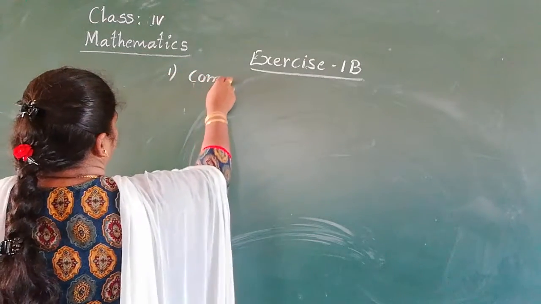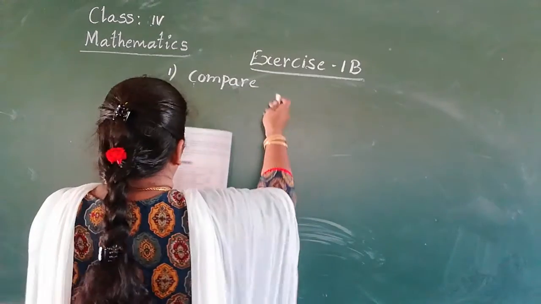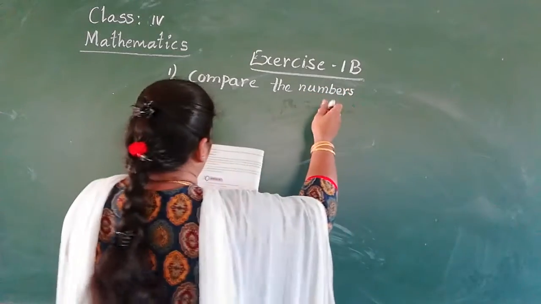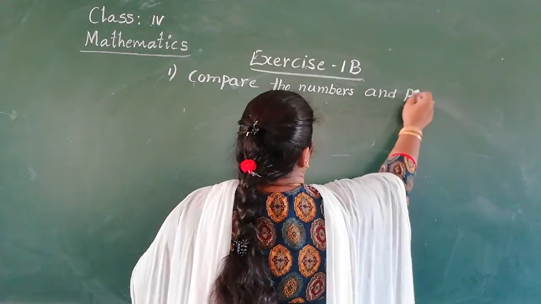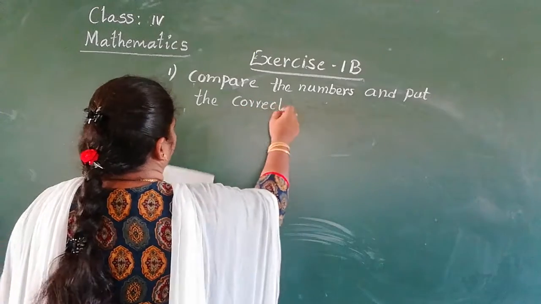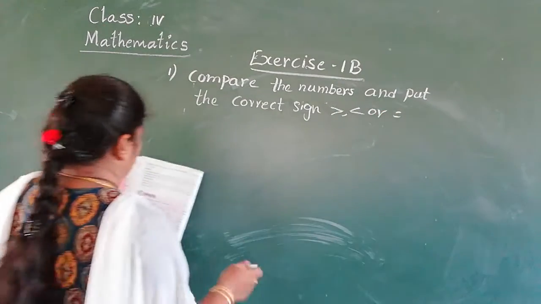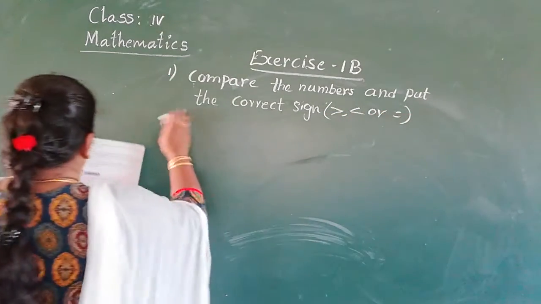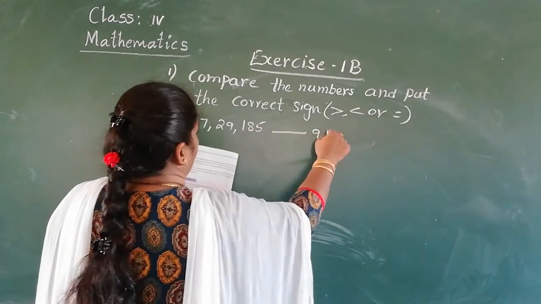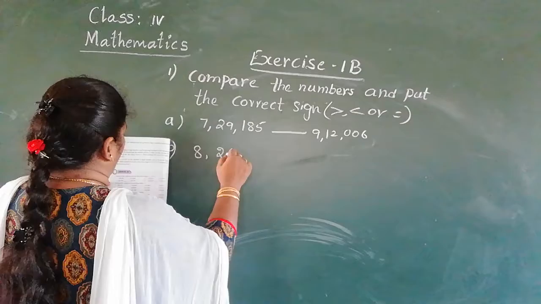Compare the numbers. All of you note down in rough notes. Compare the numbers and put the correct sign: greater than, less than or equal to. Okay, so the first one: 7,29,185 and 9,12,006. My dear children, note down these problems in the rough book.